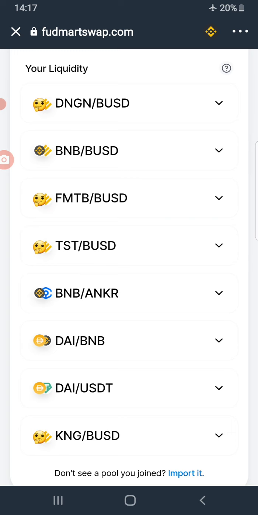One of the ways I've made money in cryptocurrency is as a liquidity provider. I've done it on Uniswap, I've done it on SushiSwap, and I'm currently doing it right now on FudmartSwap as a liquidity provider, and it's profitable. So all you need to do is just participate and learn in the process. Cryptocurrency is practical, it's not theory.